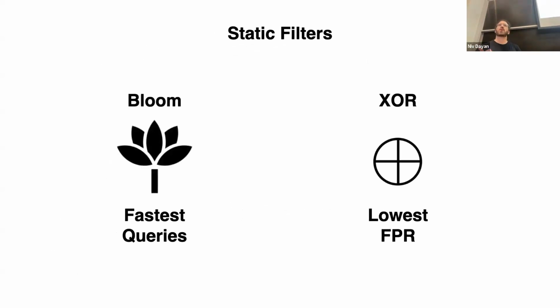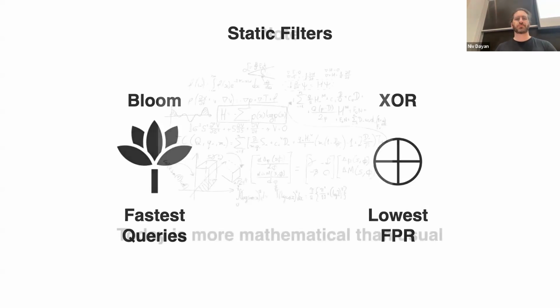Okay, and of the two data structures that we're going to cover today, the first one will be the Bloom filter, but we're going to show how to really hardware optimize it. By so doing, the Bloom filter will be very fast, whereas the second, the XOR filter, is going to be slower, but be able to achieve a lower false positive rate. So we're going to see how.